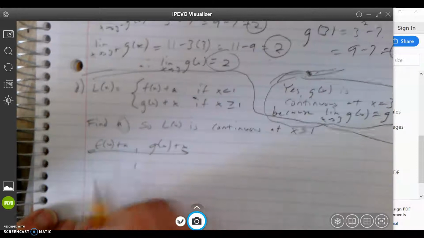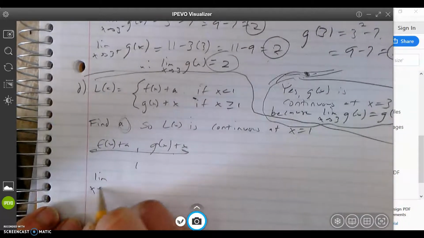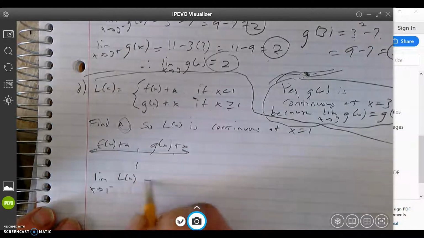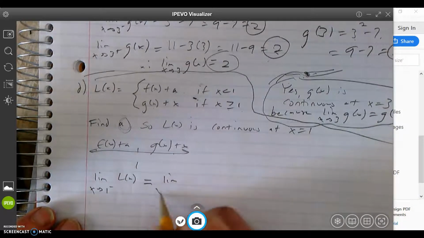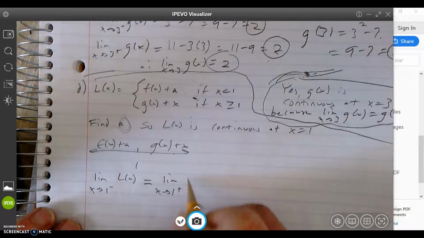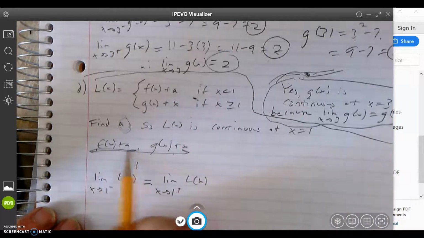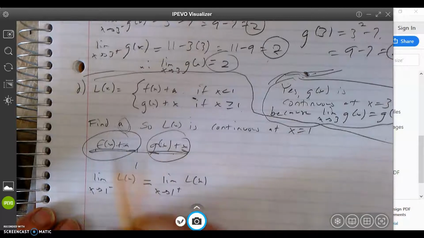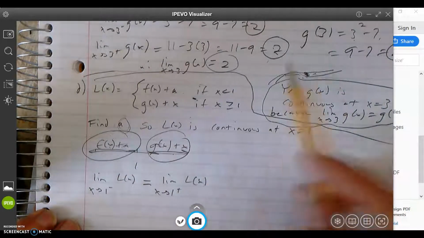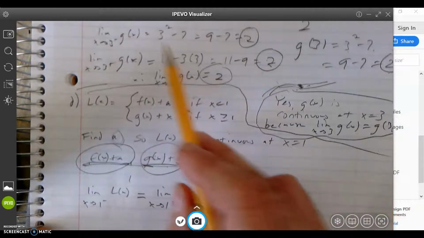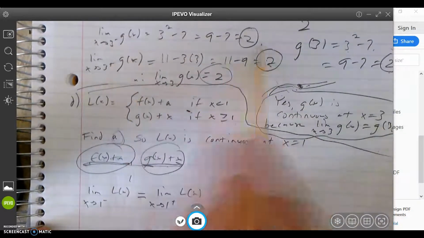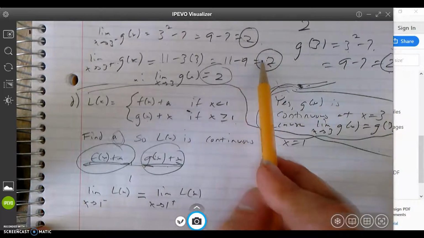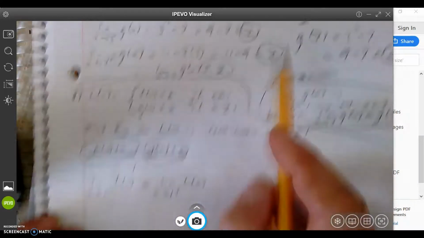In order for it to be continuous, the limit as x approaches 1 from the left of L of x has to equal the limit as x approaches 1 from the right of L of x. From the left is this part, and the right is this part. They just have to be equal to each other, just like up here, where they equal 2 and 2. That means we don't have a jump discontinuity.